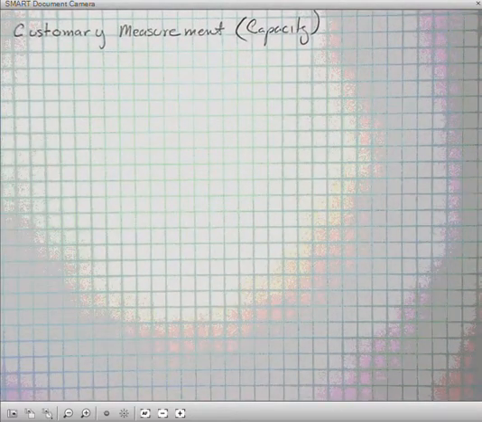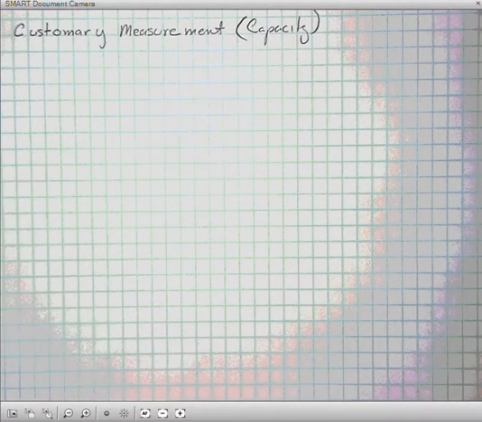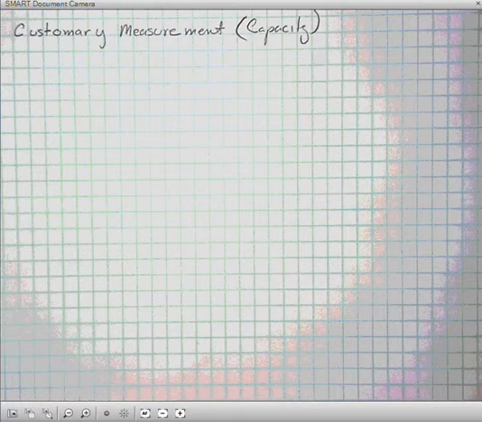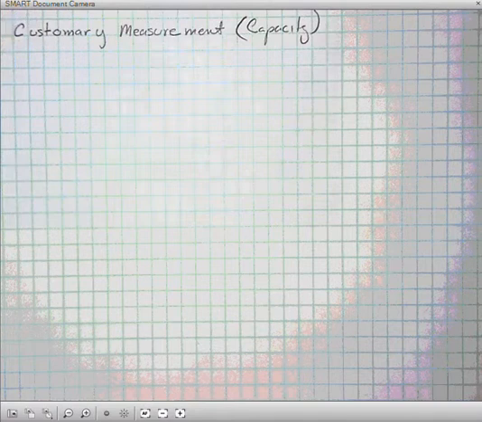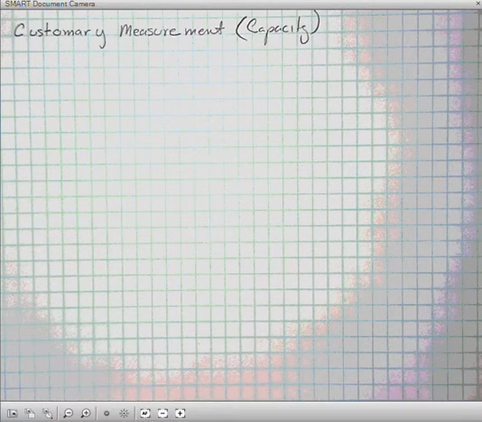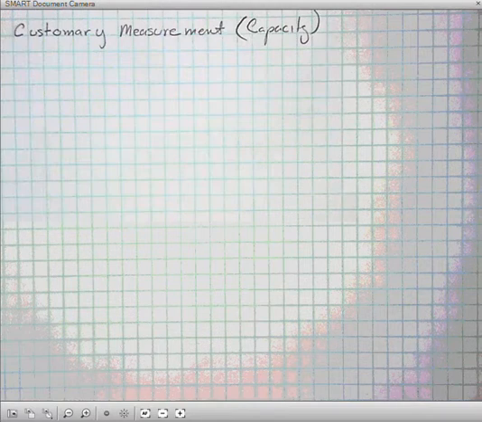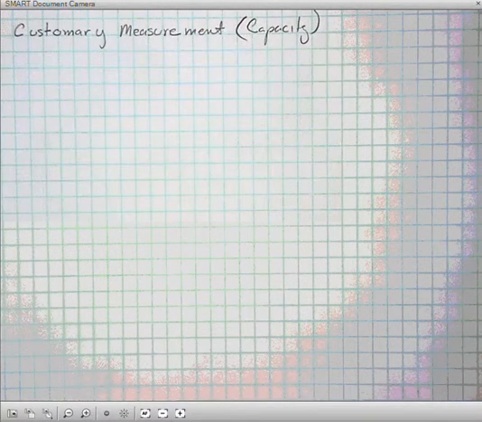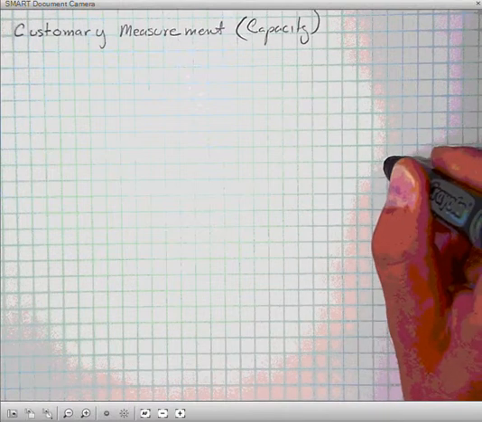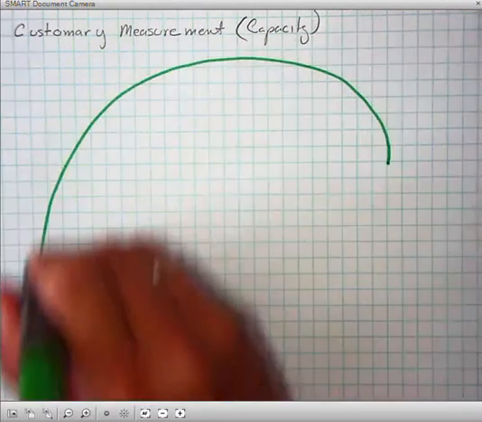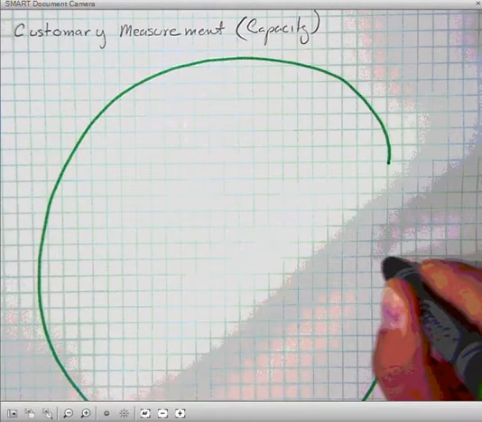Yesterday in class we talked about customary units. In the customary system, we dealt with length primarily, dealing with inches to feet, yards, and miles. Today what we're going to look at is capacity, liquid measurement in the customary U.S. system. The first thing we're going to do is draw a very large G on your paper. That'll be the first step.